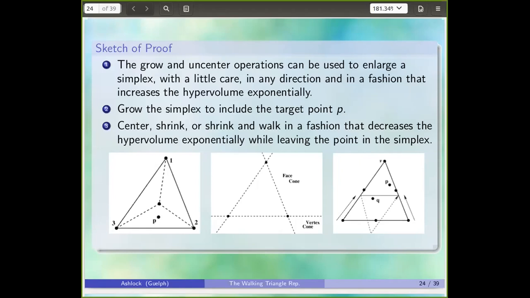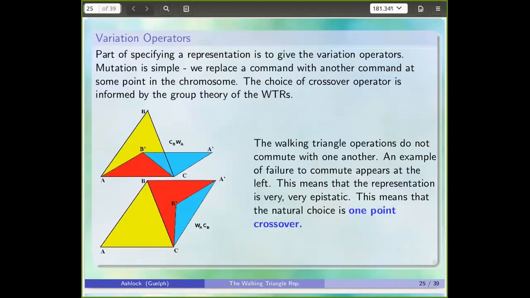So I have exponential growth to capture, exponential shrinkage to get as close as I want. That's why it's log moves. Now, when you're doing evolutionary computation, you need to worry about the variation operators. The mutation operator that just makes a tweak to one structure is simply replace one move with another.